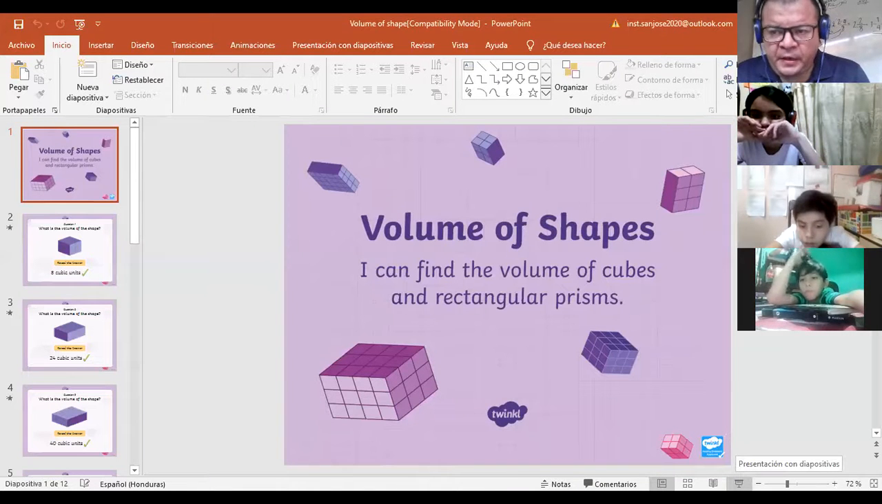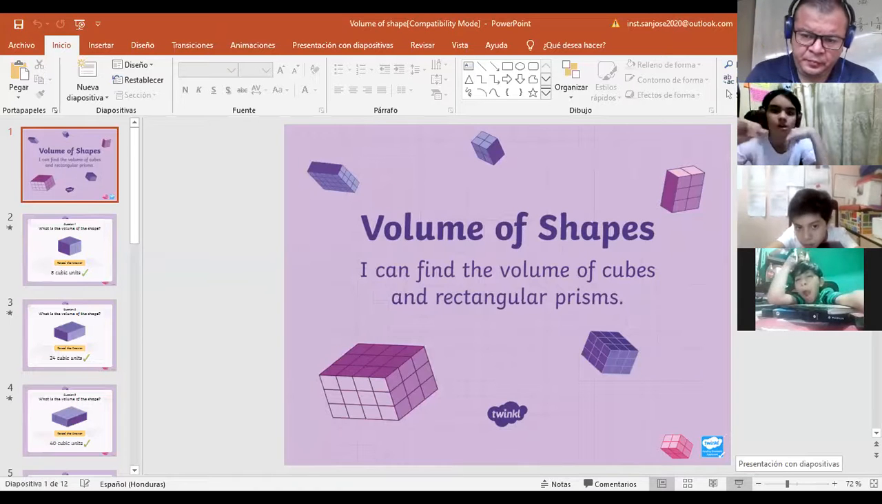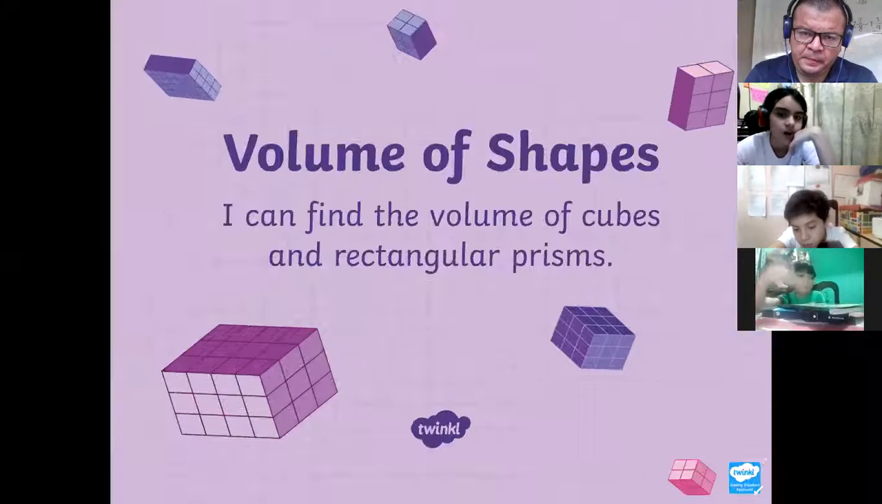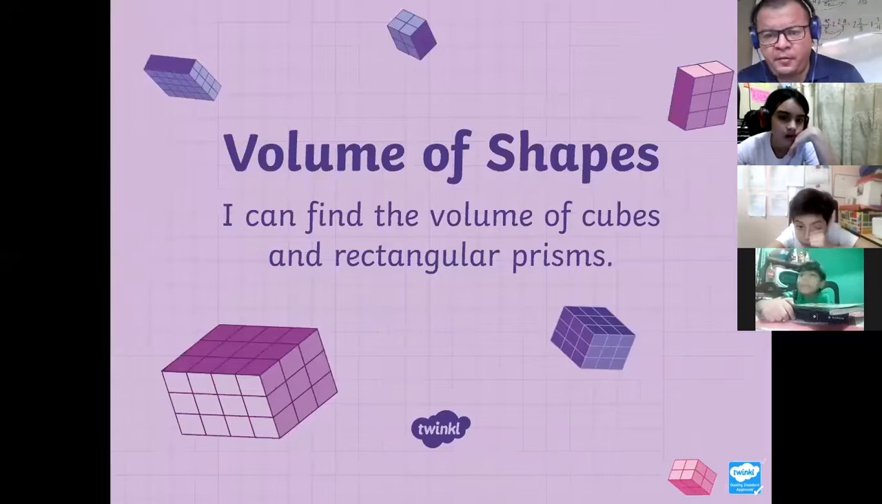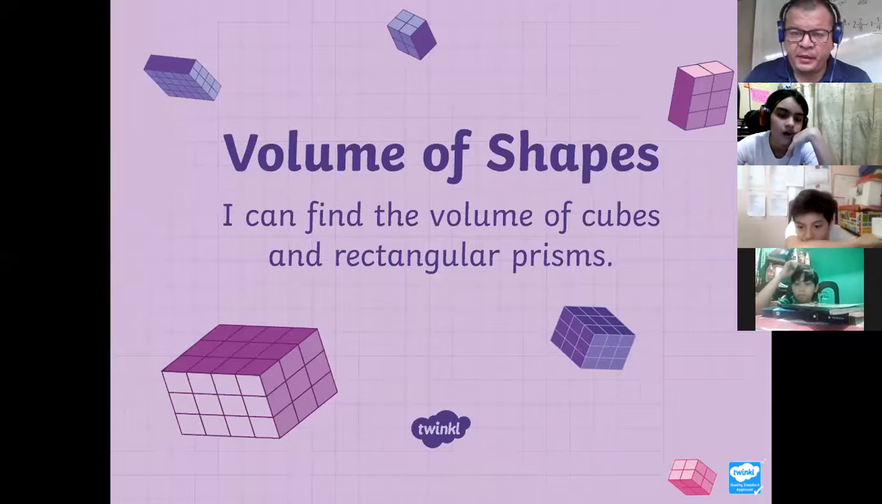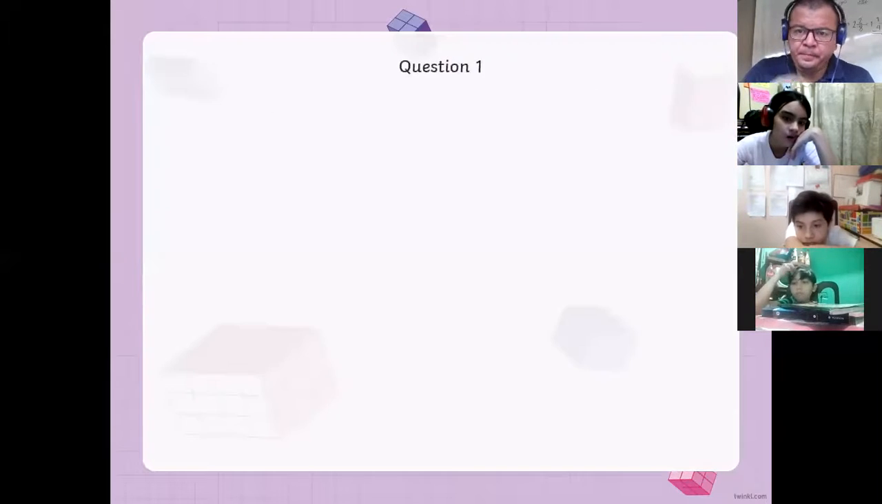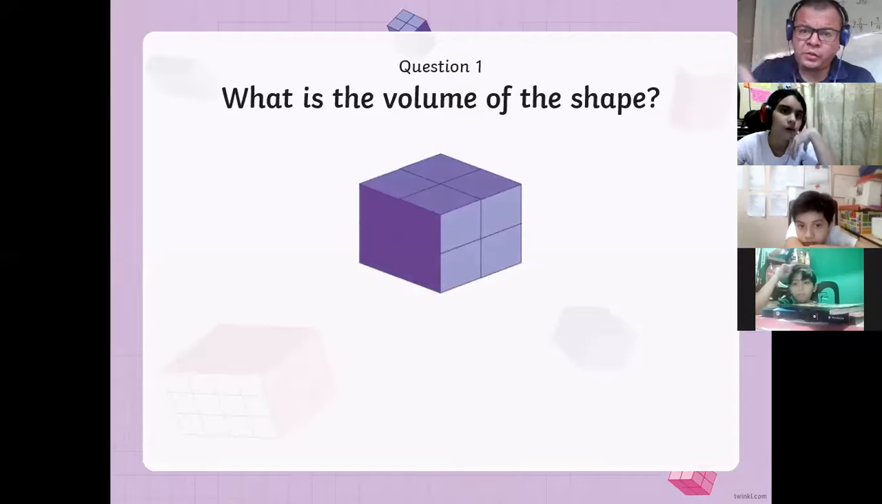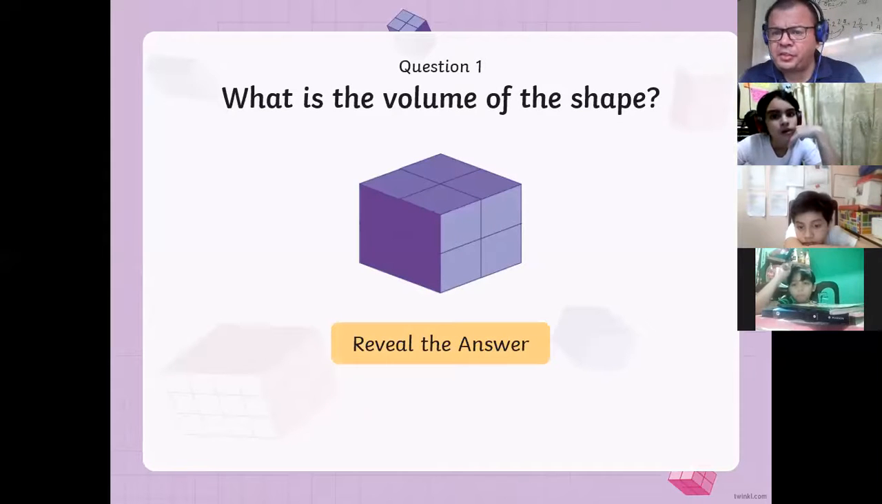The topic is volume of shapes. I can find the volume of cubes and rectangular prisms. The volume is all the mass of an object. That is the volume. Question number 1. What is the volume of a shape? What do you think is the volume of this shape?